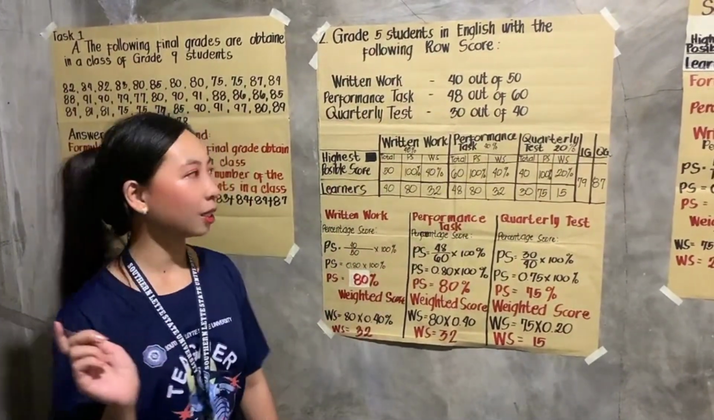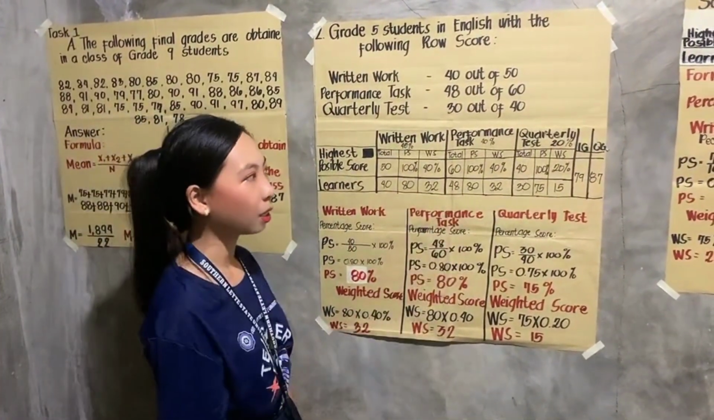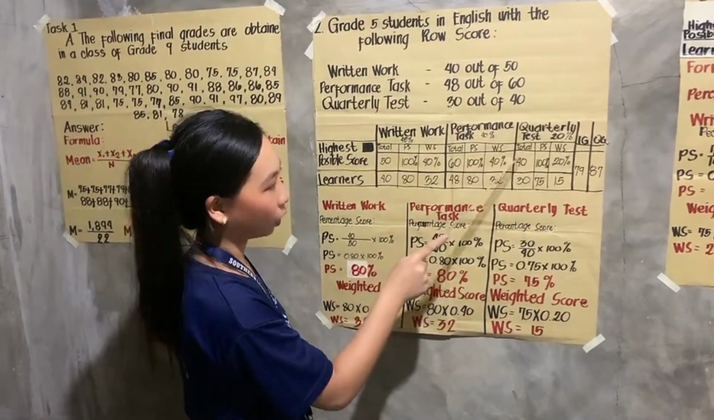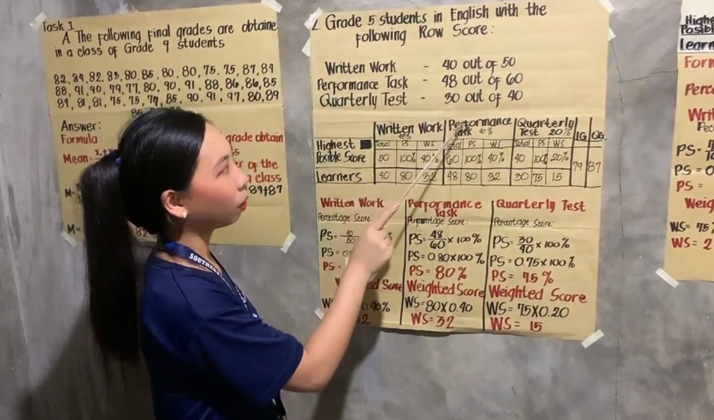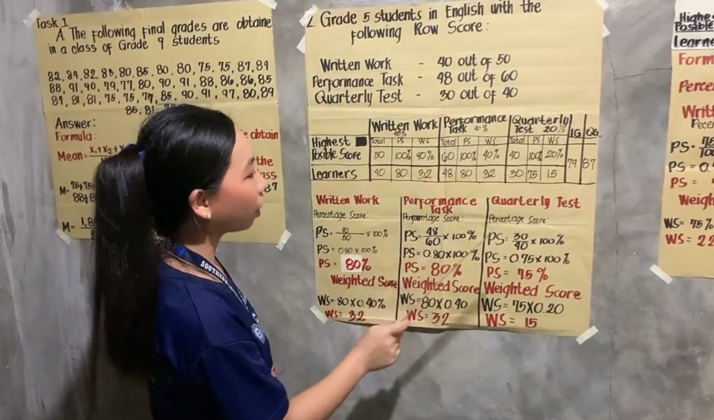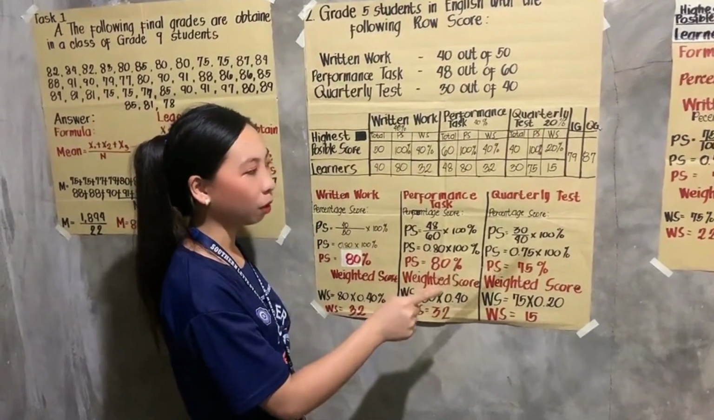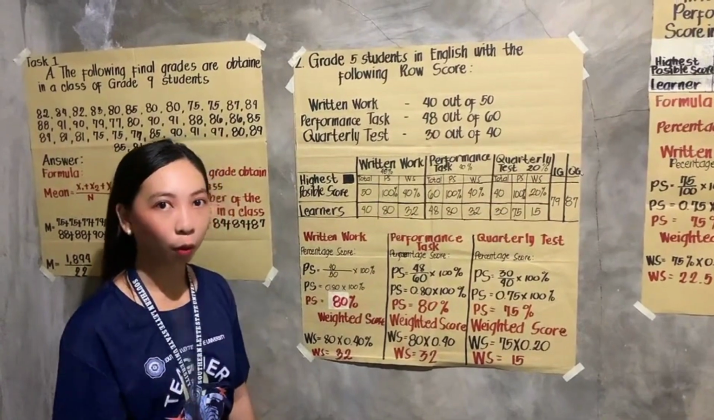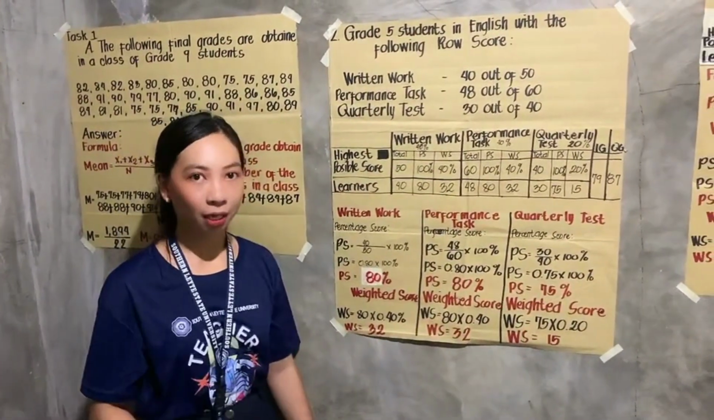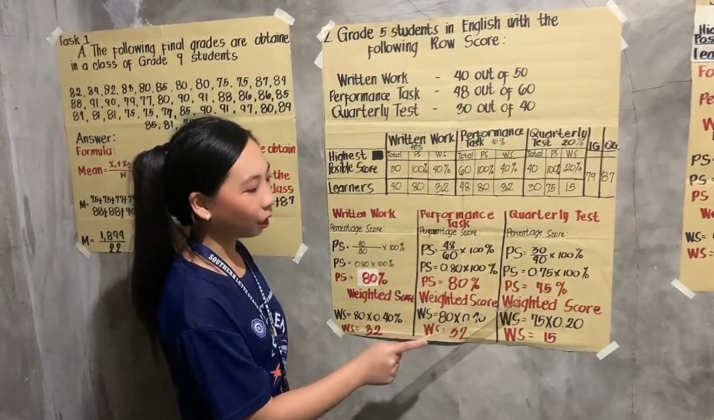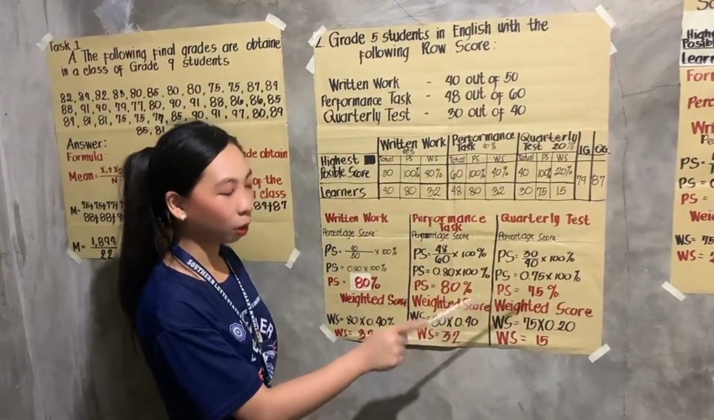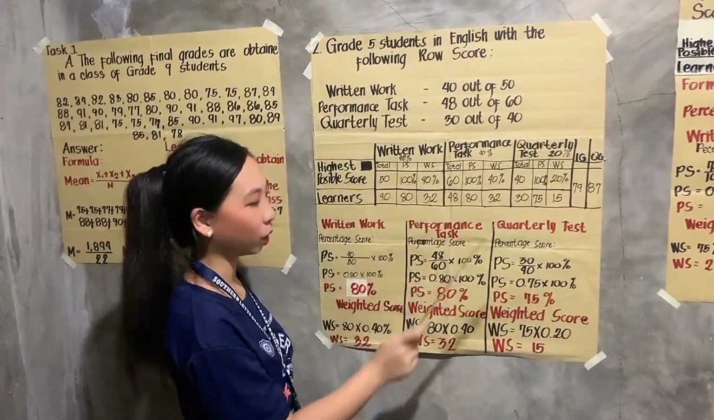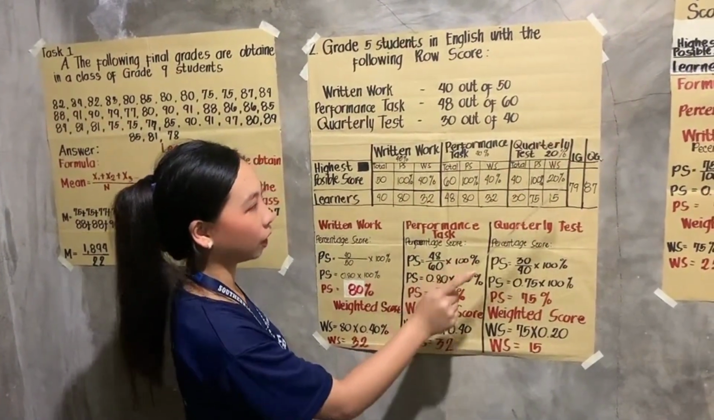So for the quarterly task, that is 20%. The highest possible score is 40. The students got only 30 out of it. So 30 divided by 40 multiplied by 100, that would be 0.75 multiplied by 100, that would be 75%. In getting the weighted score, 75 multiplied by 0.20, since the quarterly task is 20%, so that will be 15.